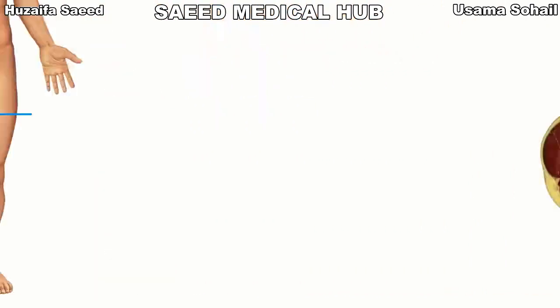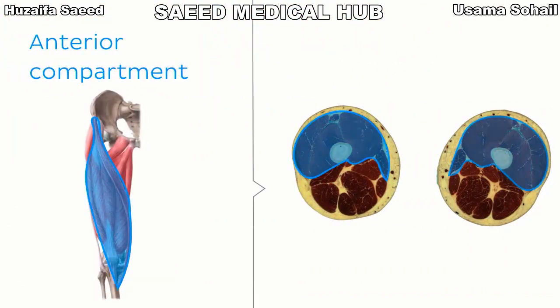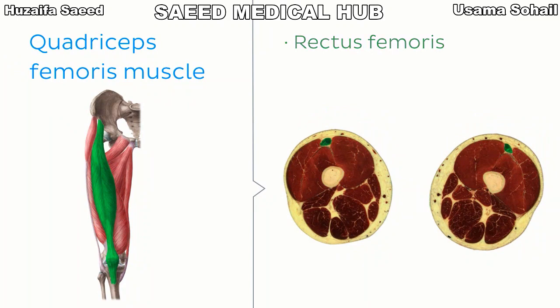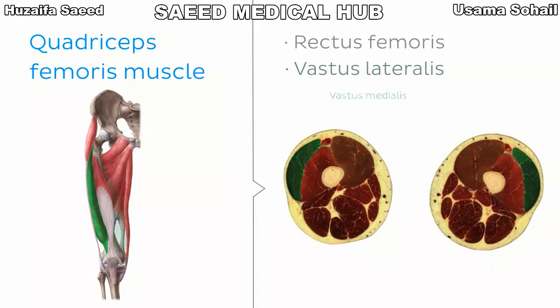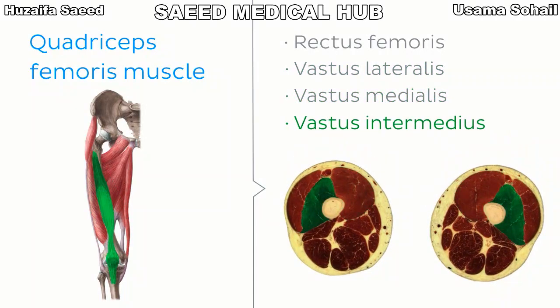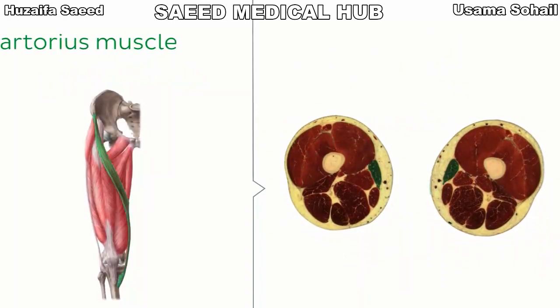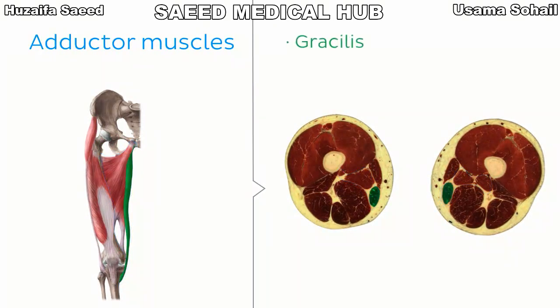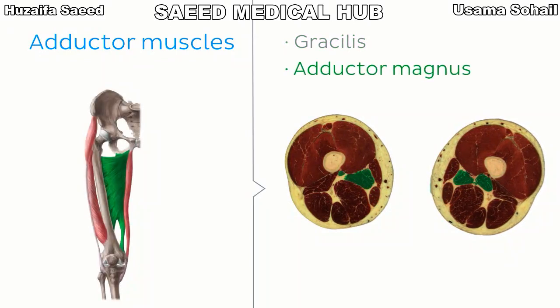I would like to do a quick recap of what we just learned. We started with the anterior compartment, specifically with the members of the quadriceps muscle group. As we have discussed, these are the rectus femoris muscle, the vastus lateralis muscle, vastus medialis muscle, and the vastus intermedius muscle. In the anterior compartment, we also saw then another muscle, the sartorius muscle. We followed this by identifying some of the muscles of the adductor muscle group. These were the gracilis muscle and the adductor magnus muscle.